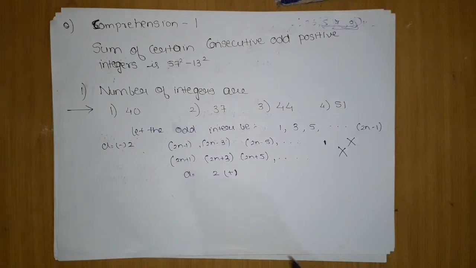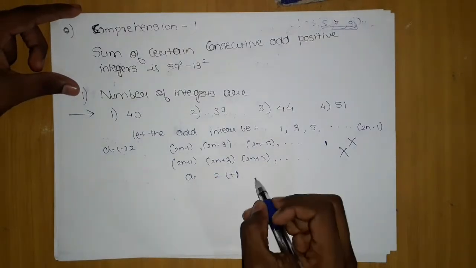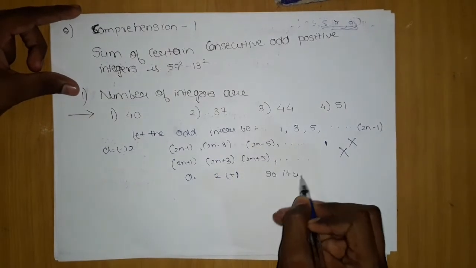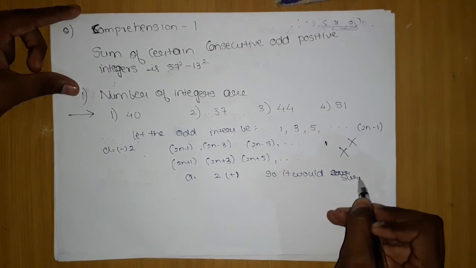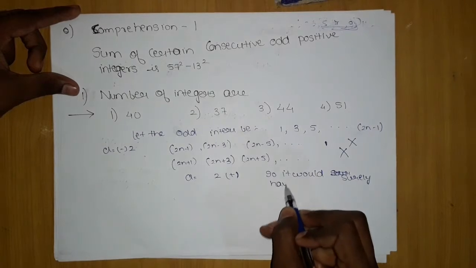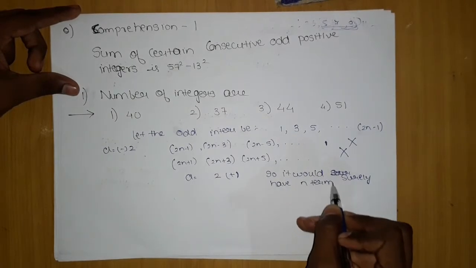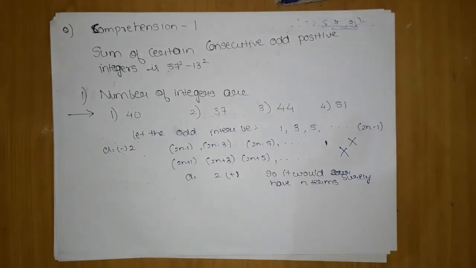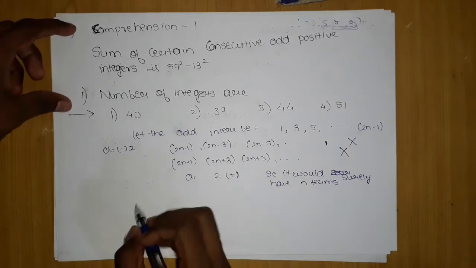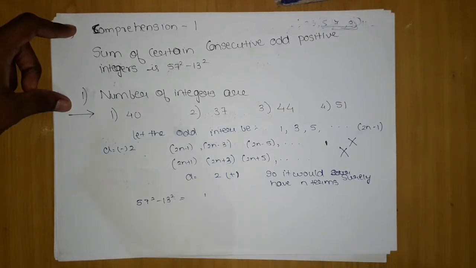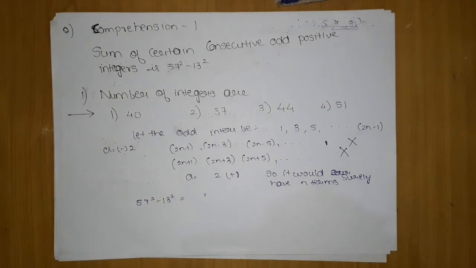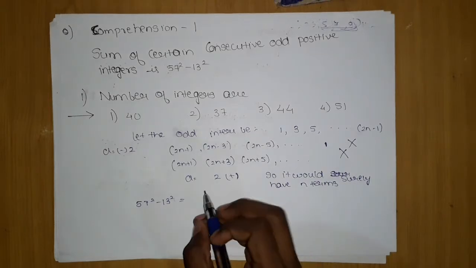So now what we can do, it is telling the sum of certain consecutive integers. Now we are taking a set, so it would surely have n terms. This is very general, anybody knows: if you consider n terms, a, a plus d, a plus 2d, it will go until the nth term, so it will have n terms. Now they are telling the sum of terms is minus 13 square, but we already have the sum of the terms formula.